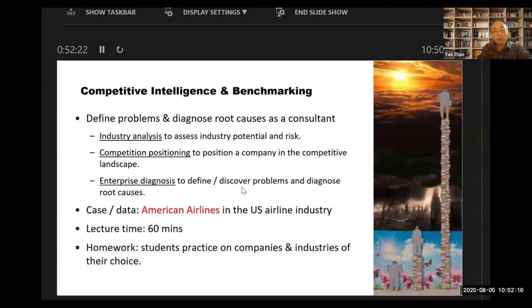And homework, the homework is the most fun part, right? We'll ask a student to find a company in trouble and, using the skills learned, define problems and diagnose root causes for that company. And also share their findings with the rest of the class.